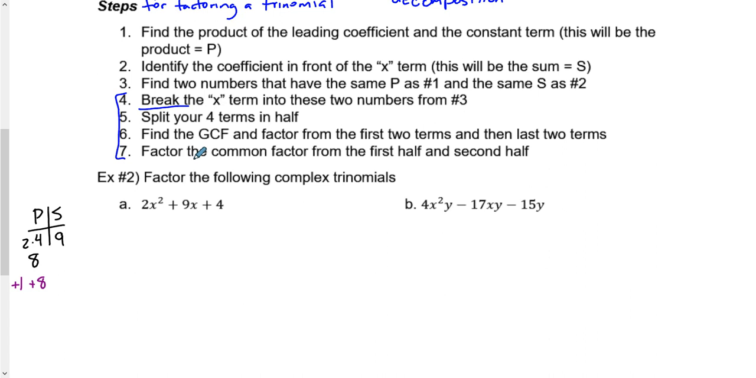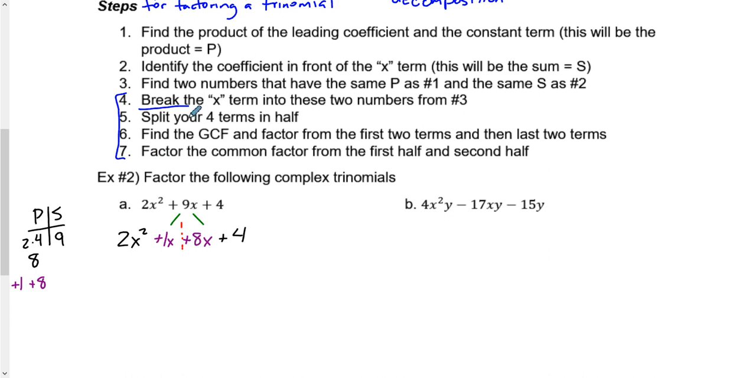So here's where we do need to break down our x term into these two numbers. We need to break it down into a 1x and an 8x. So 2x squared, just going to bring these down. So we've broken it down. Split the 4 terms in half. These are the steps that take the least amount of effort. Our real big work is number 6 and 7.